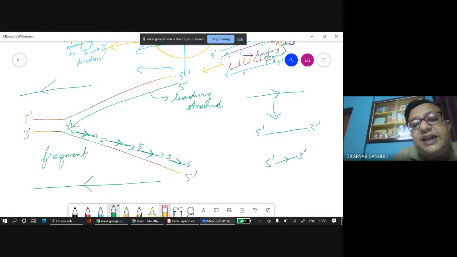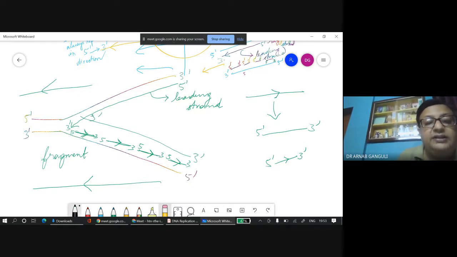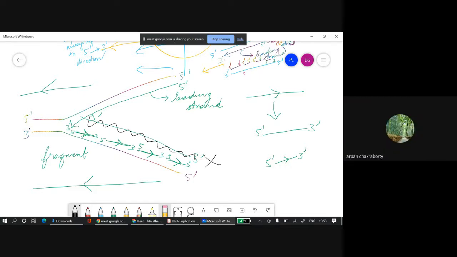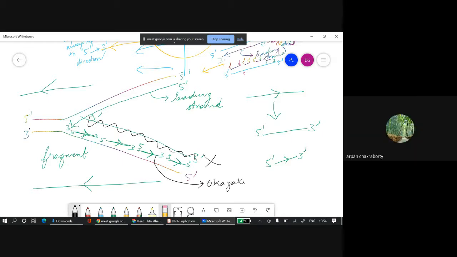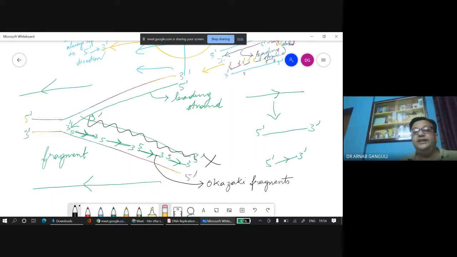এদিকে যদি সত্যি হতো তাহলে এটা হতো 3 prime to 5 prime direction, কিন্তু এটা পসিবল নয়। It is not possible. These fragments are known as Okazaki fragments.